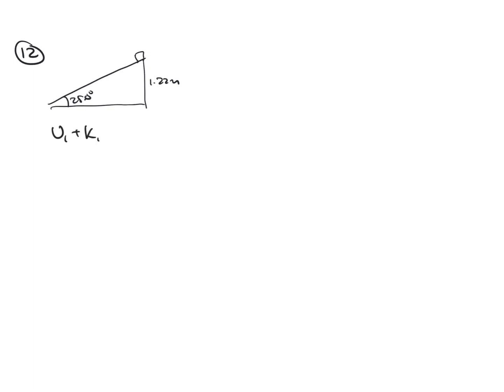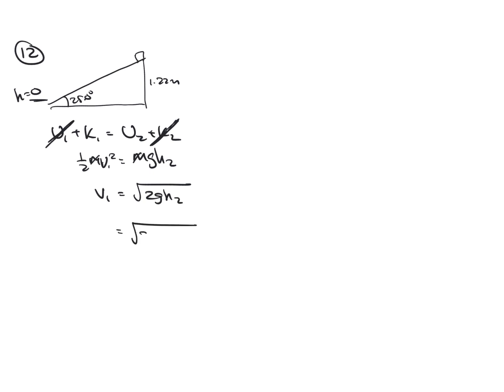So U1 plus K1 equals U2 plus K2. At the maximum height, it comes to an instantaneous stop. K2 is 0. Set to h equals 0 at the bottom, so U1 is 0. So same equation as last time. Half mv squared equals mgh. Divide the m's, multiply by 2 and square root. Okay, to 2 significant digits, getting 4.9 meters per second. That was the initial speed after the push.